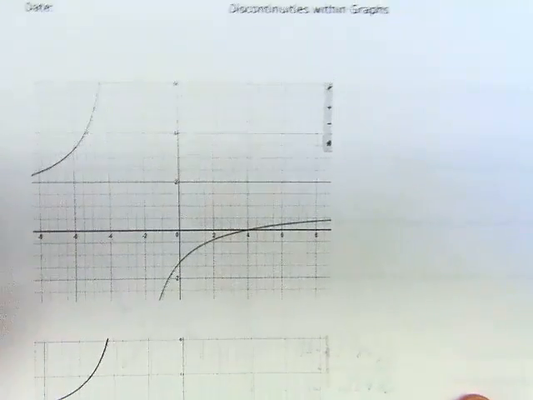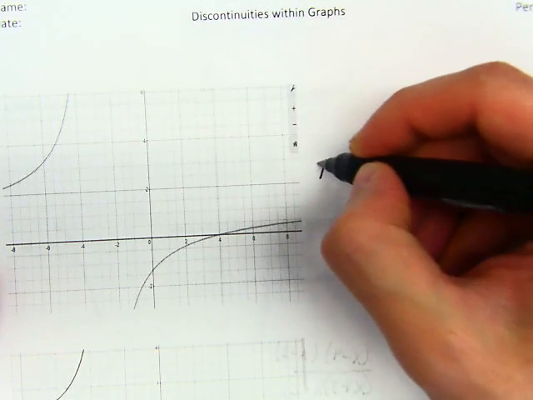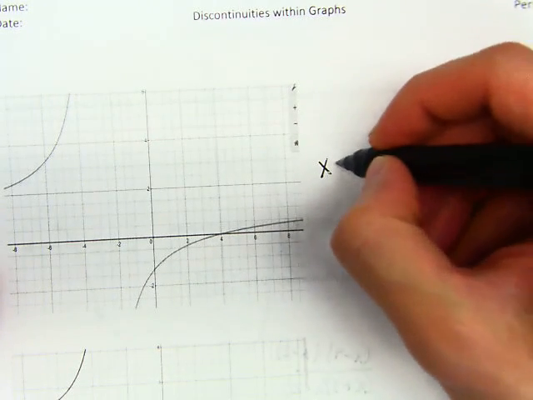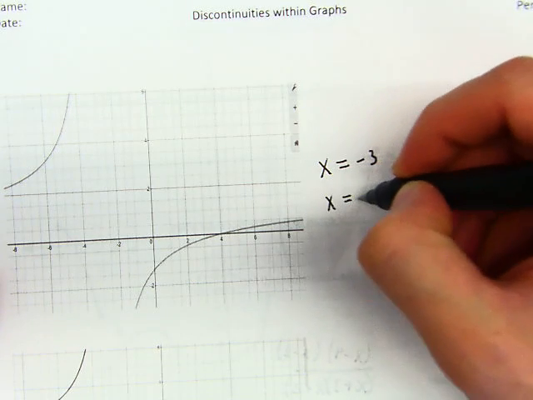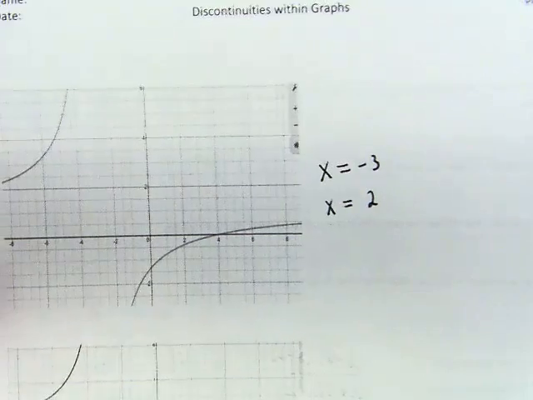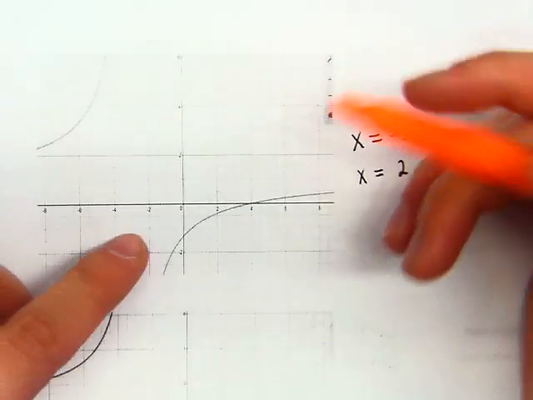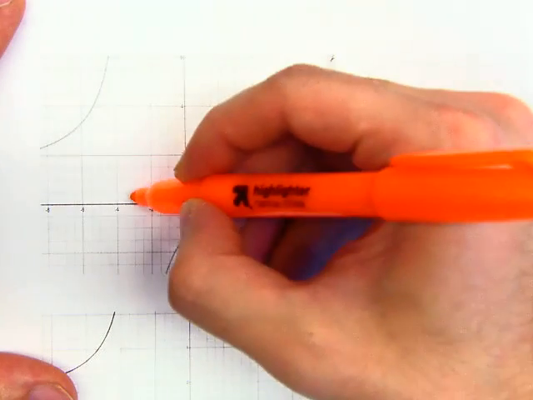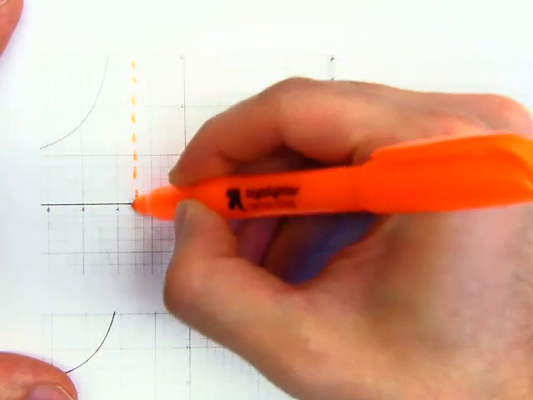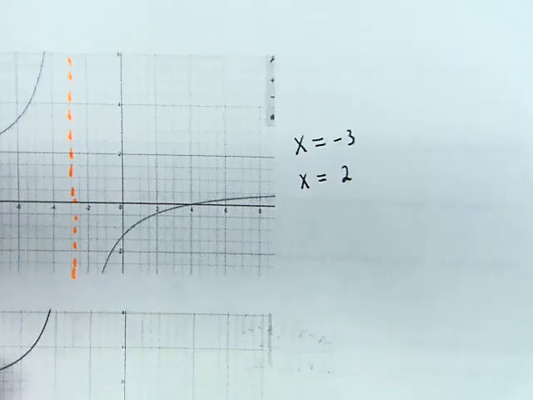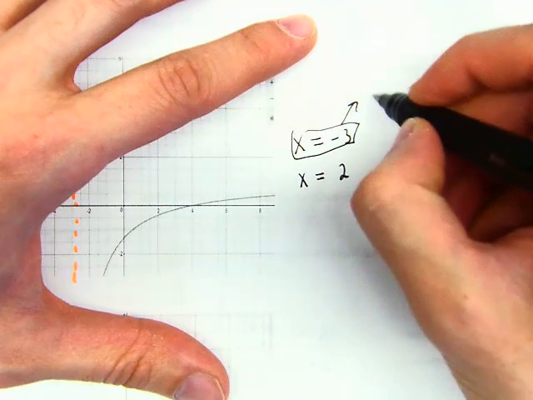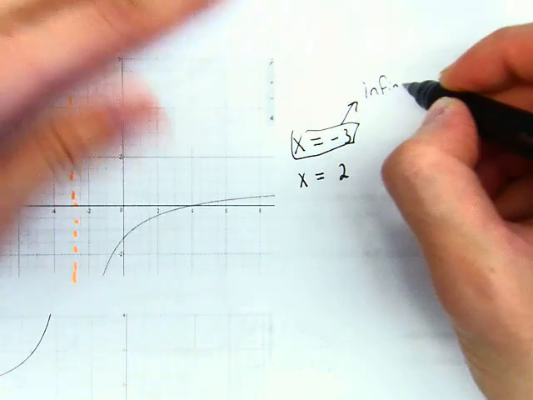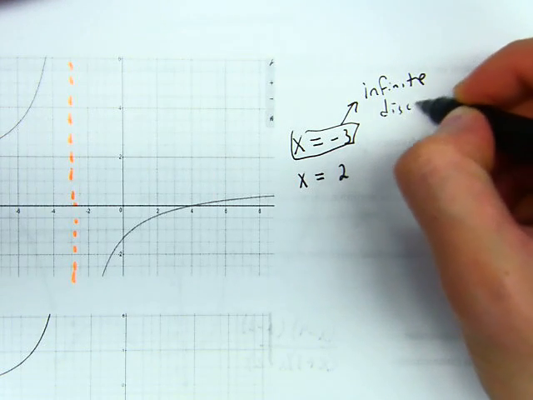this, okay? Now, let's see. Remember that our discontinuities occur at x equals -3 and x equals 2. Okay? So here, notice that at x equals -3, what kind of discontinuity do we have? We have an infinite discontinuity for this one. So this is an infinite discontinuity.